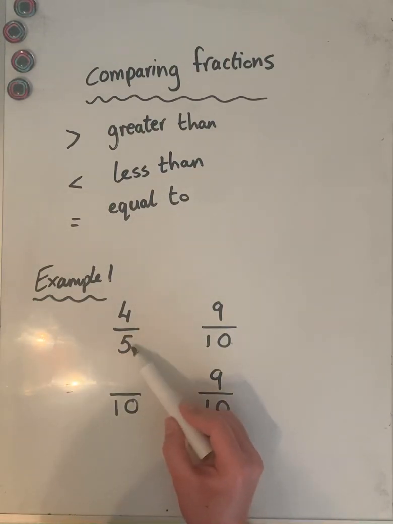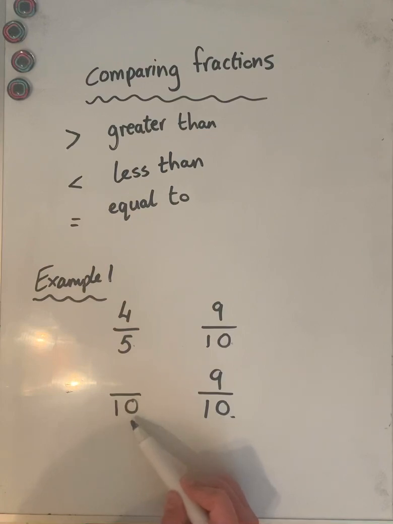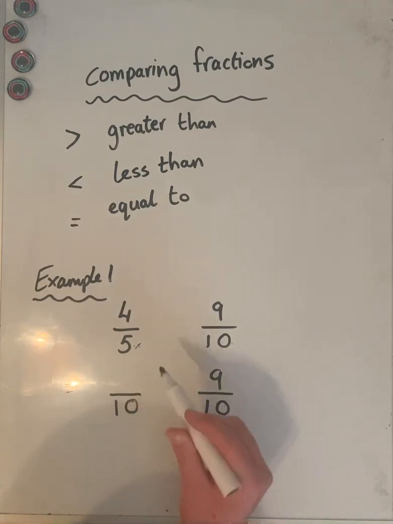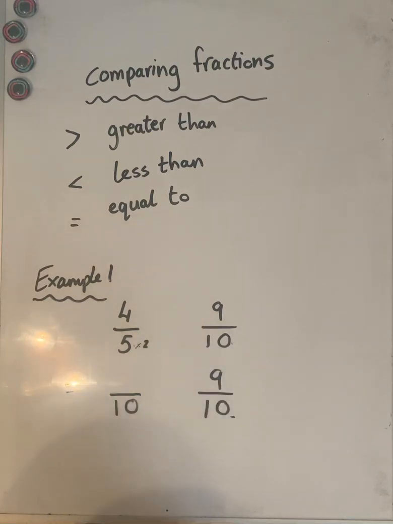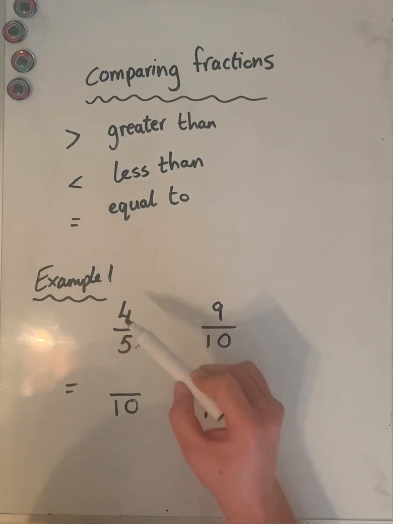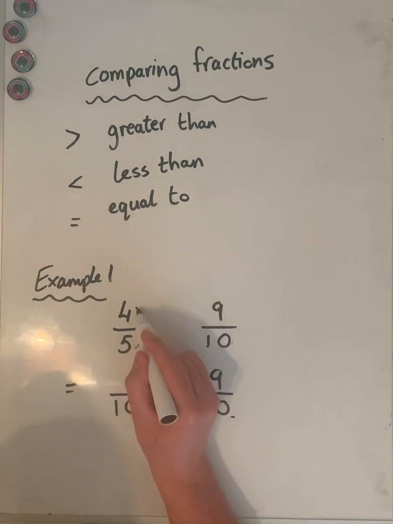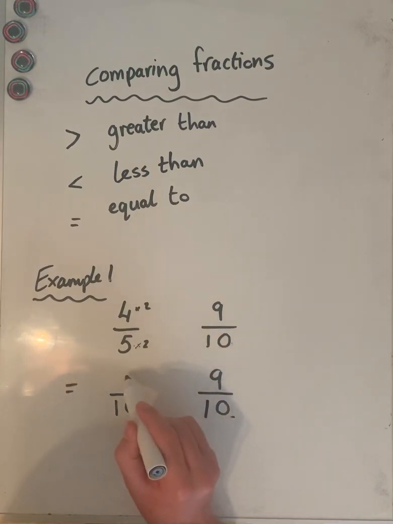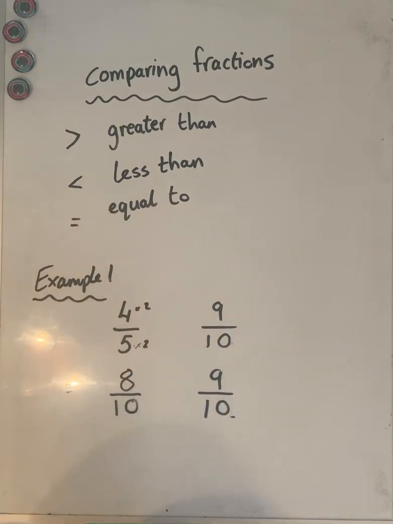This one, however, has changed, hasn't it? First of all, I had the denominator of 5, and my new denominator is 10. So what have I multiplied 5 by to get 10? I multiplied it by 2. And remember, whatever we do to our denominator, what must we also do to our numerator? We must also multiply that by 2. So what is 4 times 2 on my numerator? My new numerator will become 8.